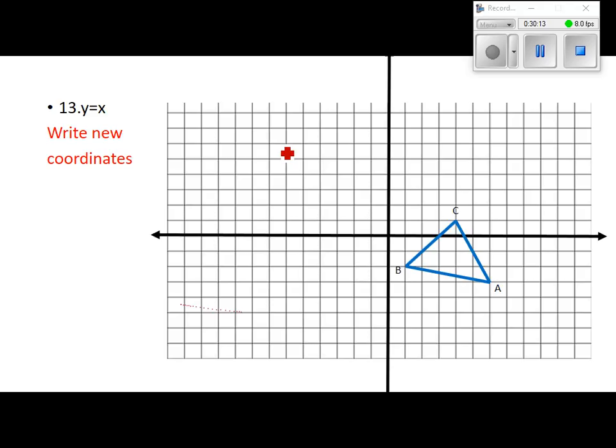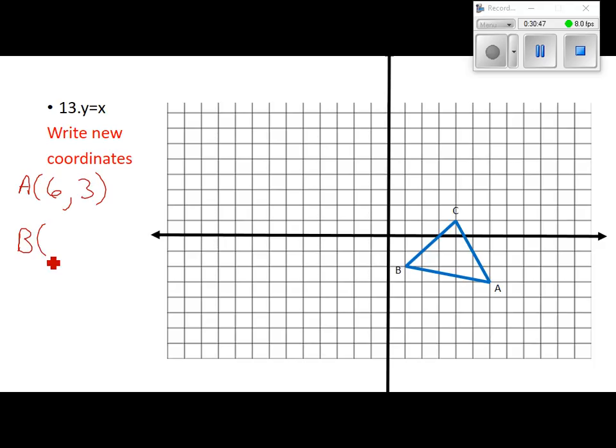Next, write the new coordinates. Go ahead, I'll give you a second to graph this. Do we need to find the coordinates again? That would be helpful. What are the coordinates for point A up here? Everybody miss this one? 6, 3. Everybody agree with that? 6, 3. Yes, no, maybe? That's not right.